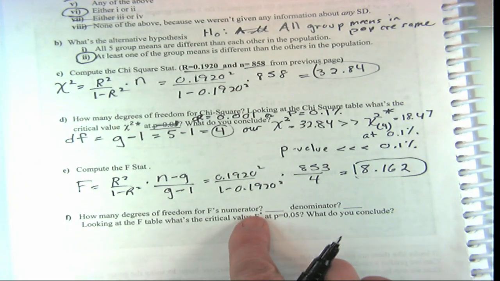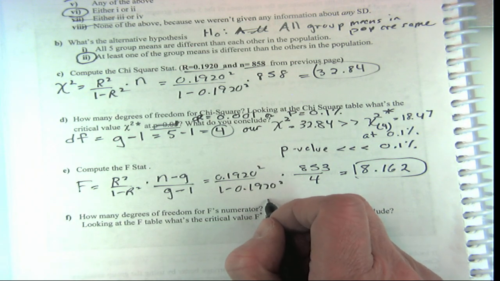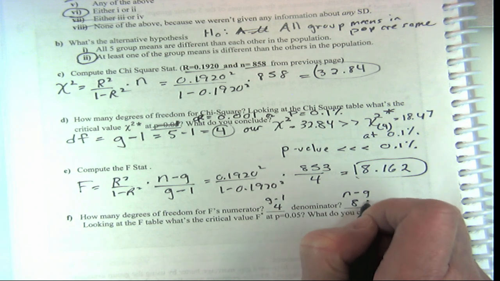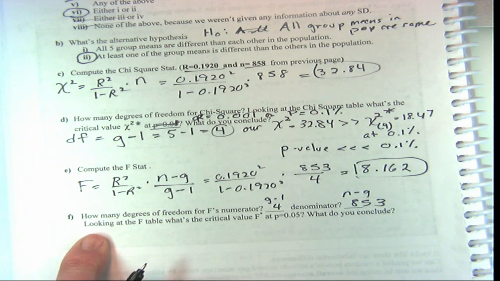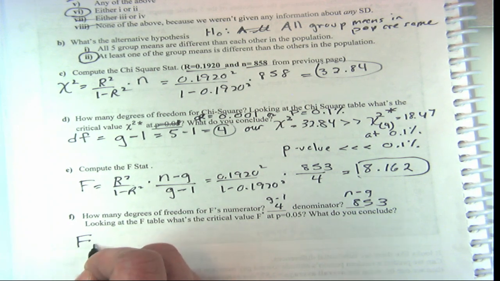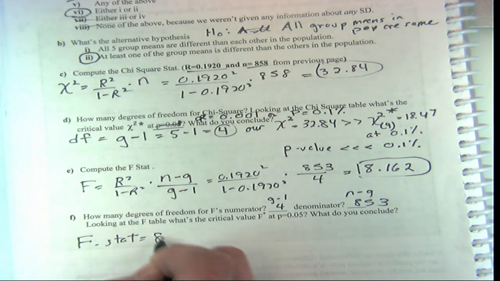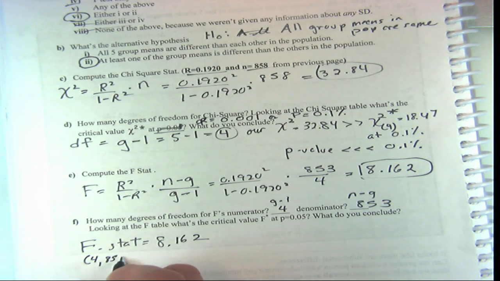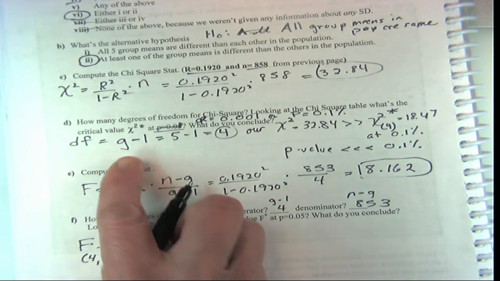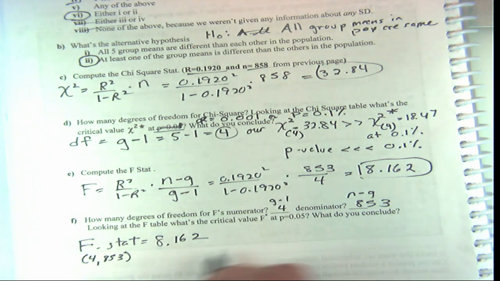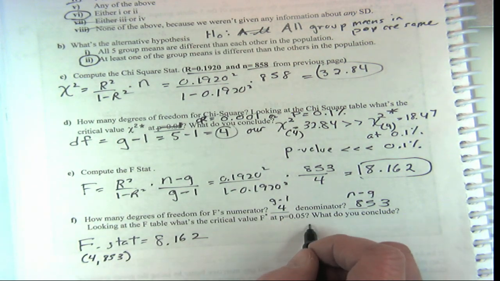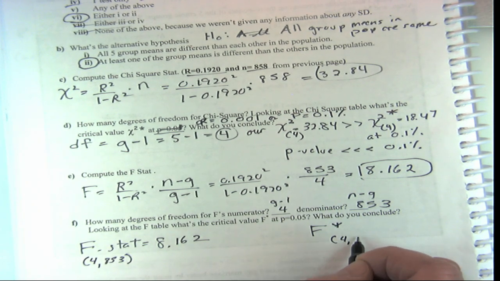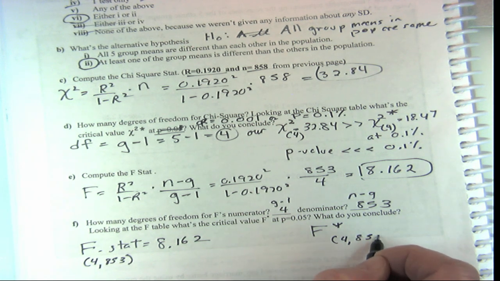So how many degrees of freedom for the F's numerator? That's p minus 1, g minus 1, that's 4. And for the denominator, n minus g, which is 853. And now we're going to have to look at our F statistic, which is equal to 8.162. And it has degrees of freedom 4 in the numerator, 853. Our chi-squared, this was 4 too. And we're comparing it to the F star at 4 and 853.